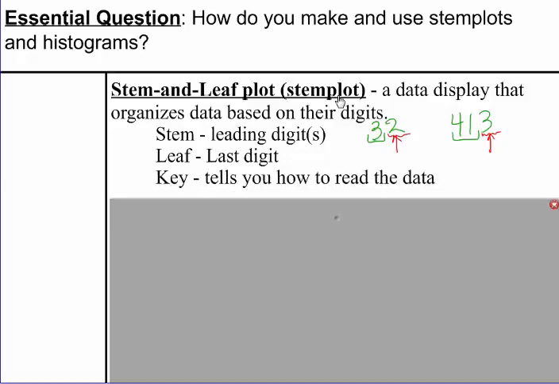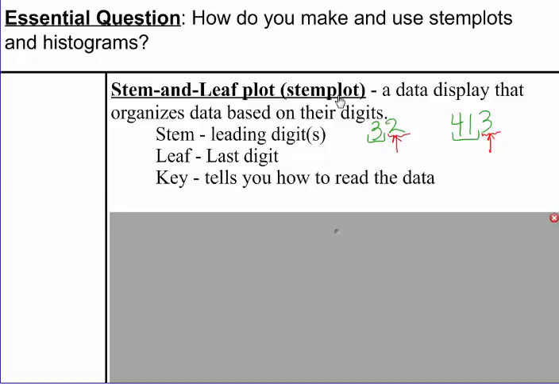And then another part that you need to make sure you have with all stem and leaf plots is the key. The key tells you how to read the data. It lets you know whether there was an extra 0 that was left off, if there was some rounding that was done, if there's a decimal point in the problem. So it's important that you always have a key with your stem and leaf plots. That is part of the stem and leaf plot.